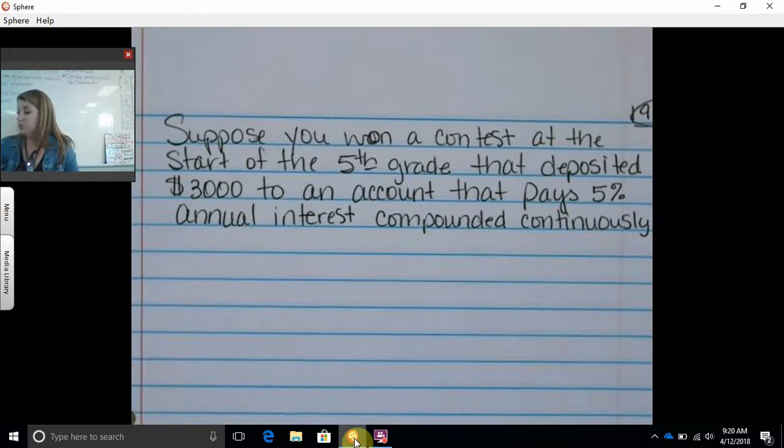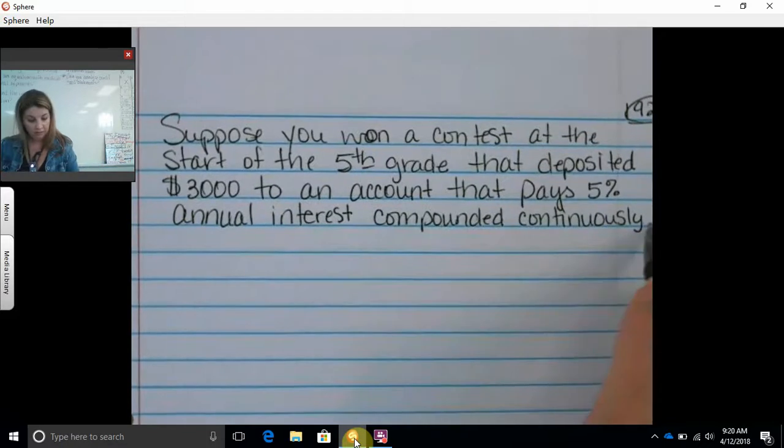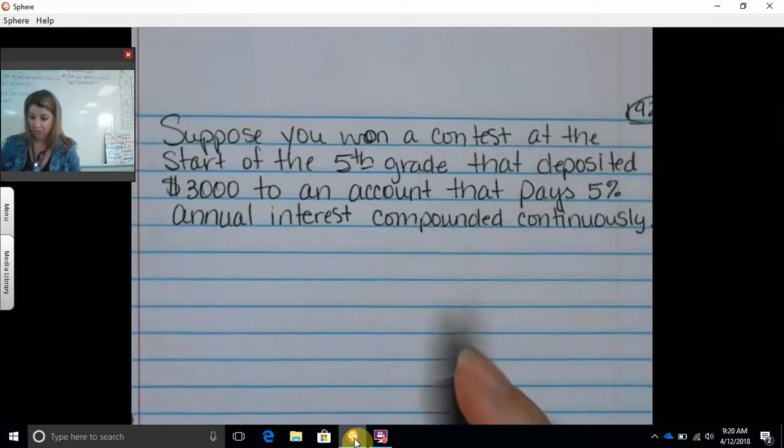But it's, again, as soon as you see compounded continuously, not the same formula. Totally different. So compounded continuously. How much will be in the account in 4 years?